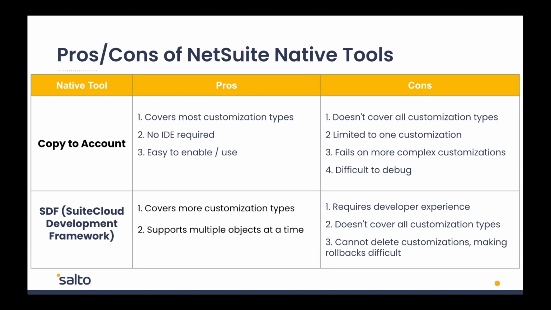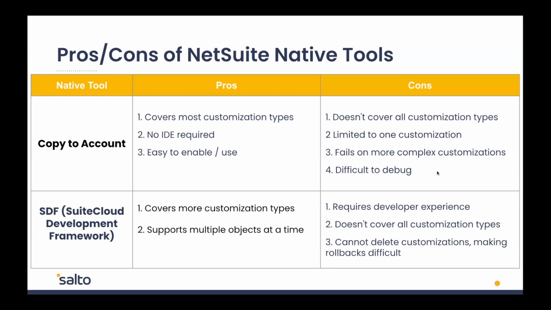But the problem here is that it doesn't cover everything, obviously. As I said before, you can only do one customization at a time. This is a pretty big limitation when you're talking about doing deployments. Oftentimes we not only want to deploy, say, a workflow and its dependencies, we might want to deploy multiple workflows or several adjacent pieces of configuration that are important to work together, even if they're not strict dependencies.